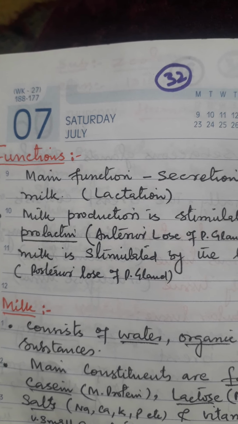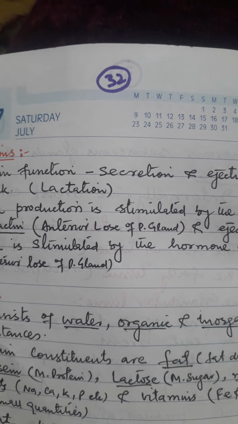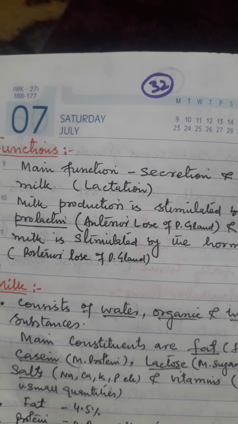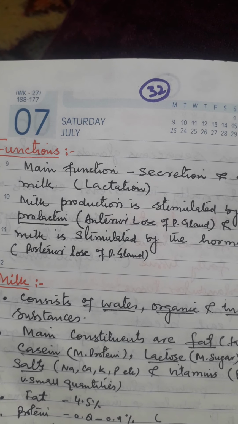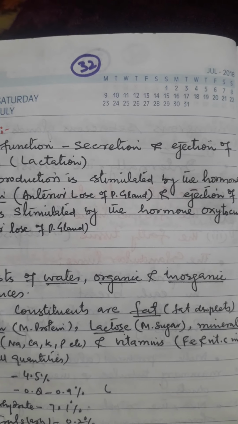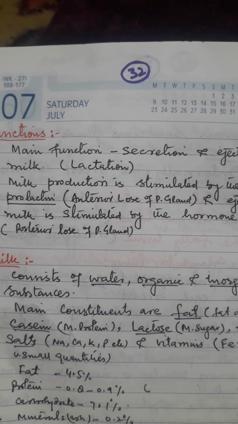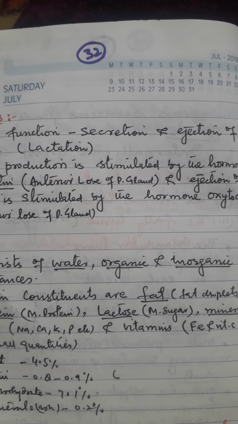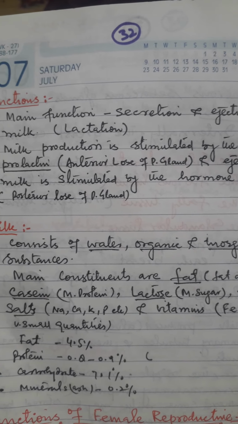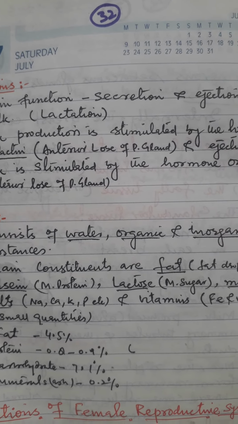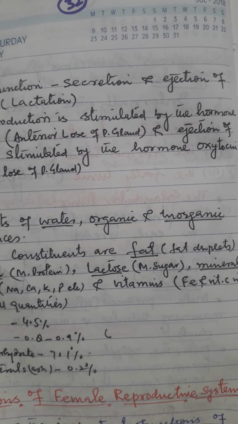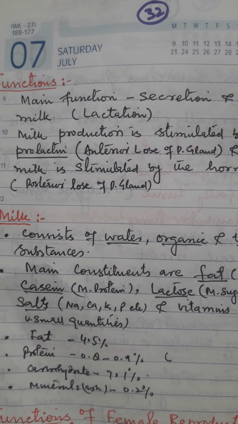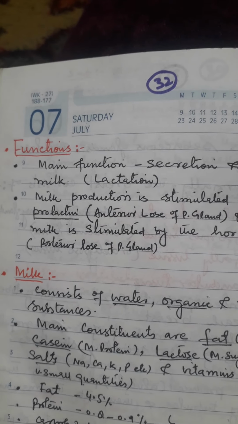Now the main function is the secretion and ejection of milk, that is the lactation. Second function, milk production is stimulated by the hormone prolactin, which is secreted by the anterior lobe of pituitary gland, and ejection of milk is stimulated by the hormone oxytocin, which is secreted by the posterior lobe of pituitary gland.